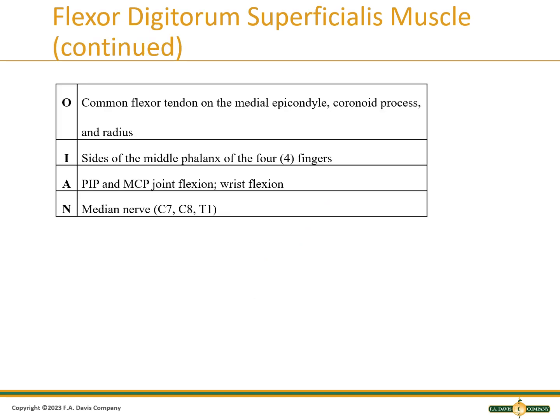So our flexor digitorum superficialis originates on the common flexor tendon of the medial epicondyle, the coronoid process, and the radius. It inserts on the sides of the middle phalanx of the four fingers, so not the thumb, but digits 2 through 5, the sides of the middle phalanx. It acts to cause PIP and MCP flexion, so our proximal interphalangeal joint and our metacarpophalangeal joint flexion, and also contributes to wrist flexion, and it is innervated by the median nerve.